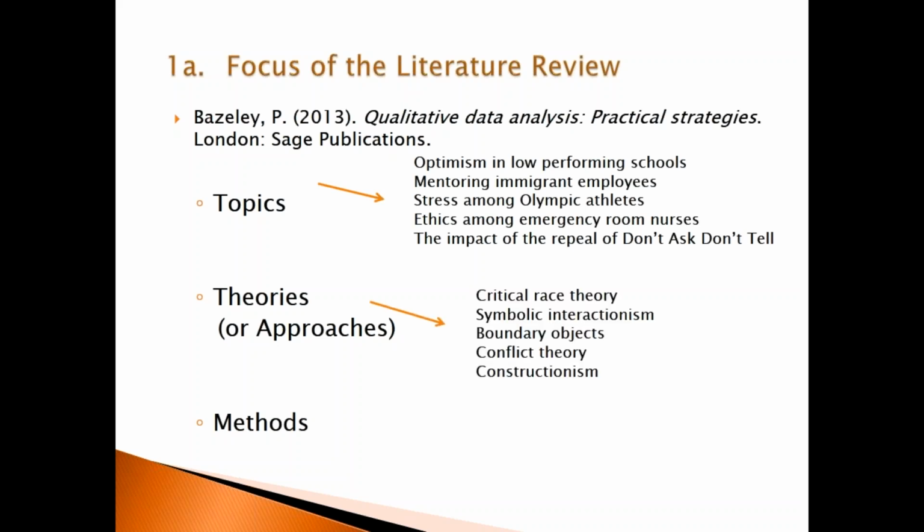The theories or approaches are things like critical race theory or symbolic interactionism. And your methods are things like interviews or constant comparative coding as ways of approaching that data. So the topics, the theories, and the methods are all things that will come up in your lit review.